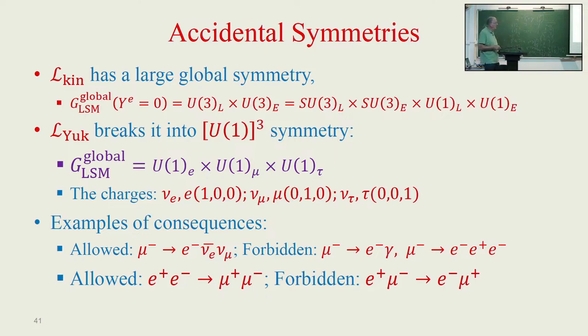And it preserves electron number. It's 0 in the beginning, and it's 0 at the end because e minus has charge +1 and nu-bar has charge -1, under U1e. So it allows that, but it forbids processes like mu minus to e minus gamma.